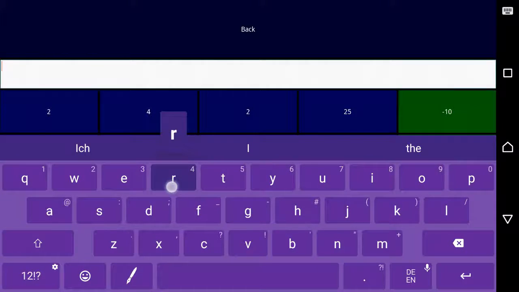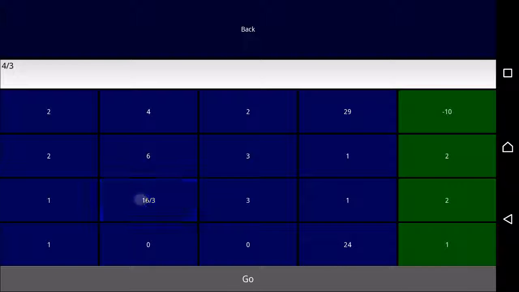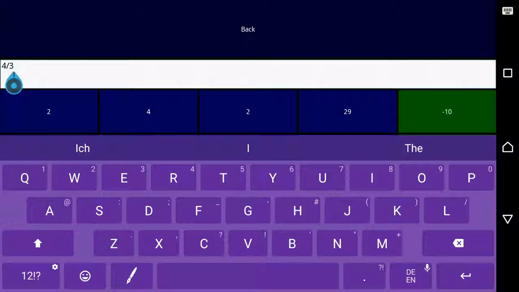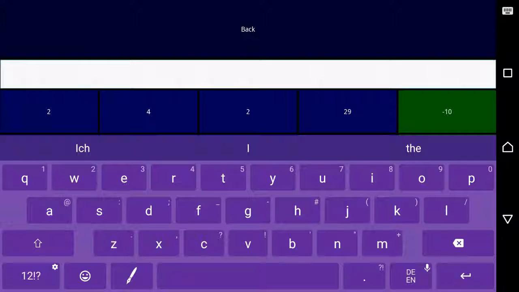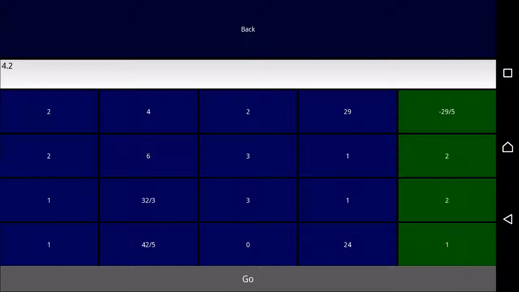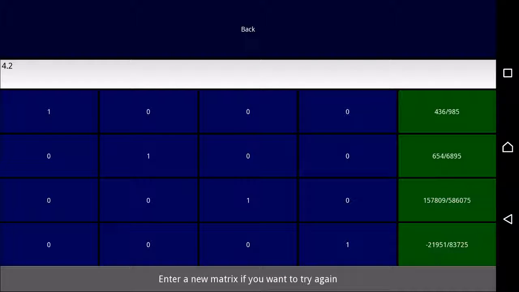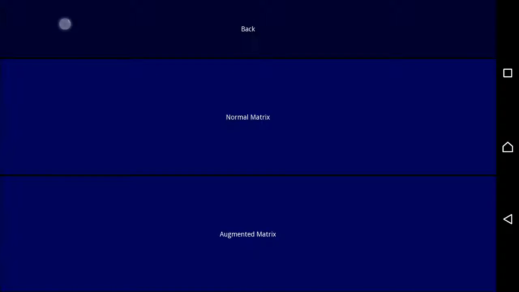4 over 3, as you can see. So whenever you tap, it adds 4 over 3 to that cell with each of your taps. You can make it negative as well, you can give it 4.2 for example. So let's now say go. Okay, so this is the row echelon form, as you can see, and this is the reduced row echelon form of that matrix. So let's now go to step by step one.